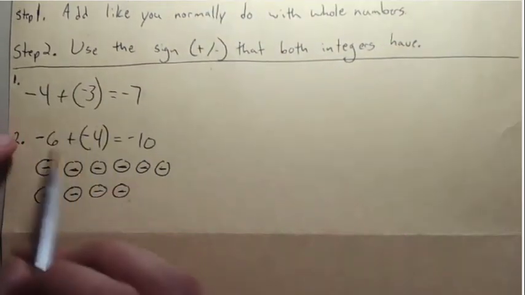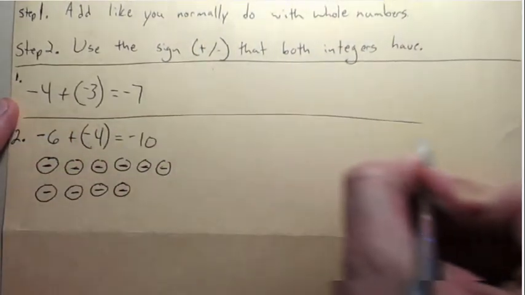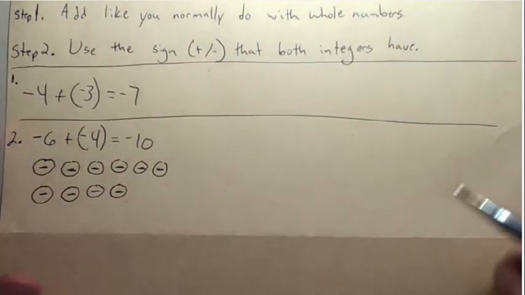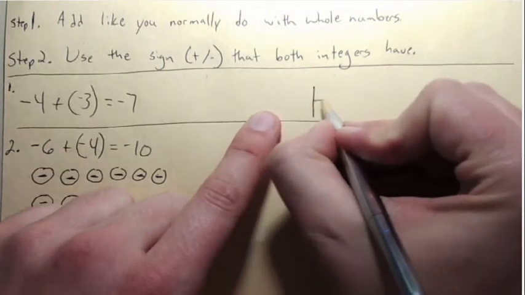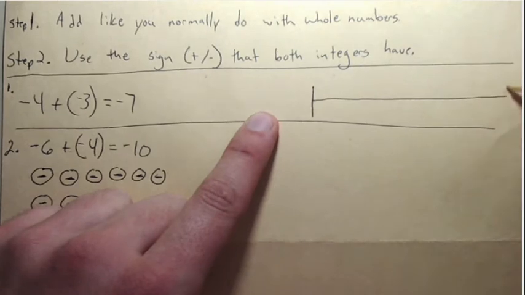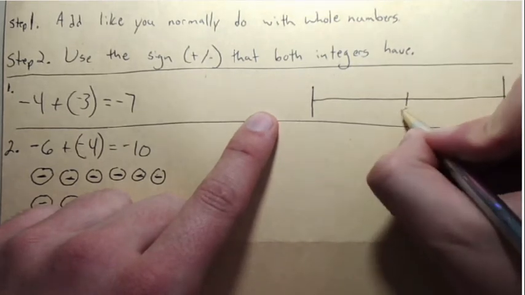Alright guys, so the next part we're going to do is we're going to make a number line, and why don't we just go ahead and draw a line separating these 2 problems. And then we're going to draw a number line right over here. And then we're going to put our numbers on here.